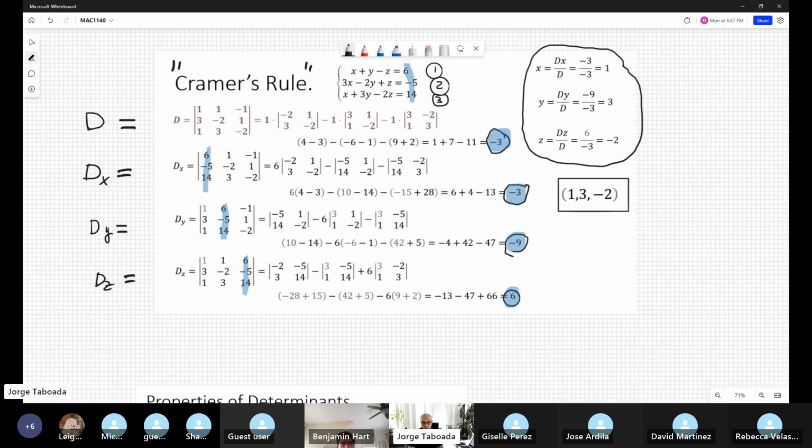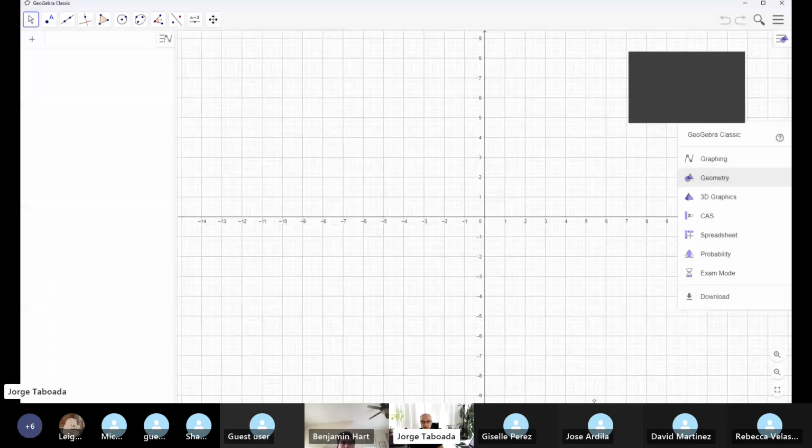Entonces I want to illustrate you, why not, how we solve this system in GeoGebra. Okay, you let me know if you see my GeoGebra open already. Switching to GeoGebra, GeoGebra Classic. Do you see that?